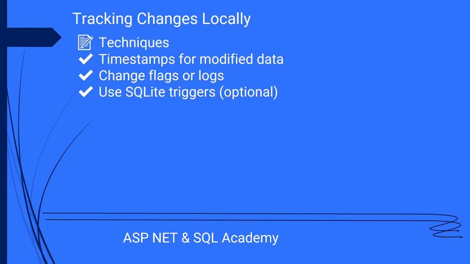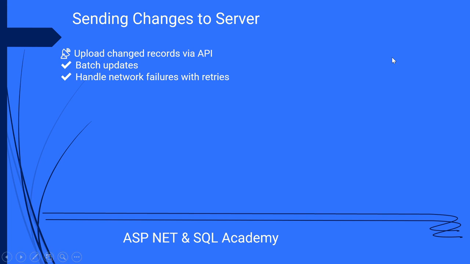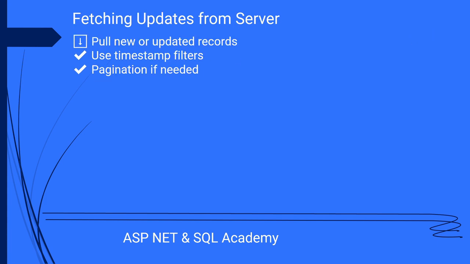Track data changes locally using timestamps or flags to know which records need syncing. Send changed data in batches through REST APIs, retrying if the network is unavailable. Fetch only changes from the server to reduce data transfer and keep local data fresh.